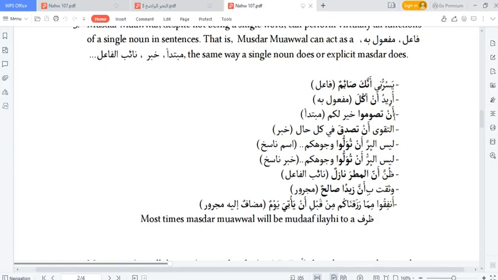Antasumu khayrun lakum. Antasumu khayrun lakum. This masdar muawwal in this sentence is acting like a mubtada, because you can see it's starting the sentence. Fi kulli halin. Piety is that you should be truthful in every state, like you should be truthful all the time. So this antasduko is acting as khobar, because it is masdar muawwal. I hope you get. So laysa al-birra an tuwallu wujuhakum.